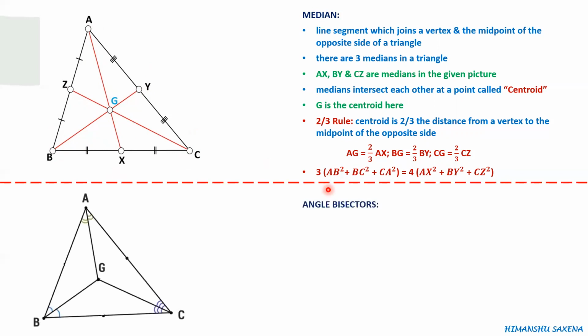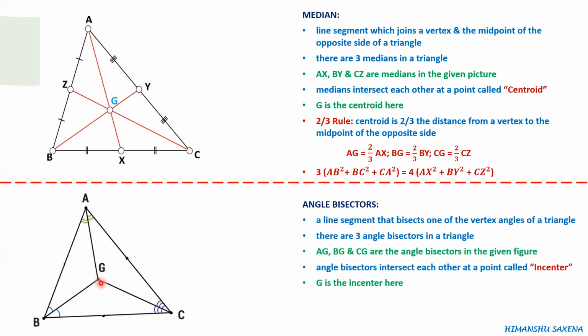Now let's talk about angle bisectors. We have just seen angle bisectors earlier, so let's talk about them in slightly more detail. In a triangle there are three angles, so there are three angle bisectors possible, and these three angle bisectors intersect each other at a common point. This common point is called the incenter. We have represented it with G. So this is called the incenter.